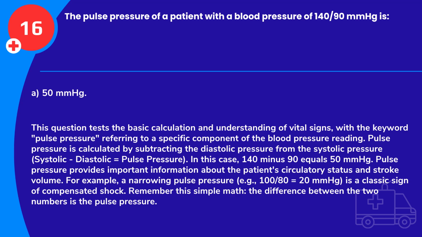Pulse pressure provides important information about the patient's circulatory status and stroke volume. For example, a narrowing pulse pressure, e.g., 100 over 80 is equal to 20 mmHg, is a classic sign of compensated shock. Remember this simple math. The difference between the two numbers is the pulse pressure.